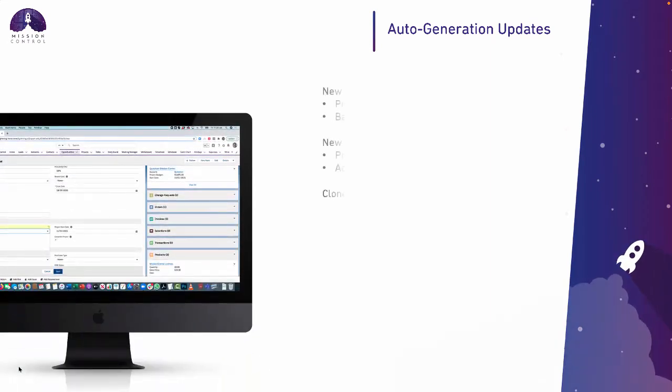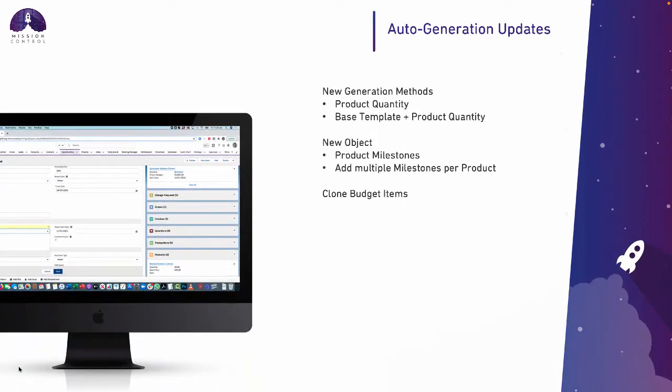So order generation, we've added in two new generation methods. So you can now add milestones and actions based on the product quantity. So for example, if I have a product and the quantity is 3, it will add that milestone 3 times.